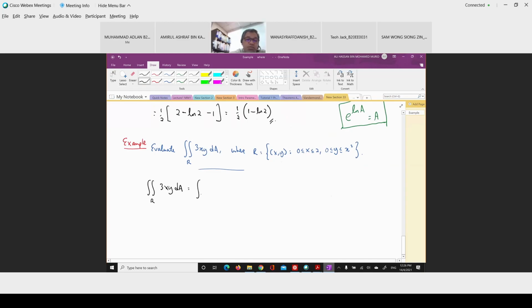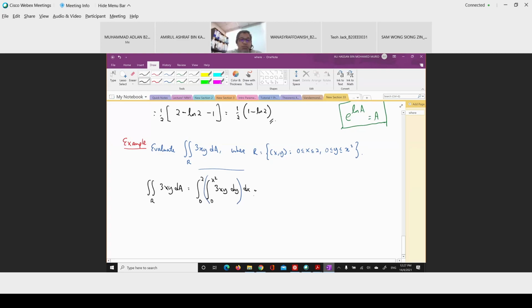So this is how we should write the iterated integral. The inner integral is with respect to y, and the outer integral is with respect to x. The inner integral has limits 0 up to x squared. The outer integral has limits 0 and 2. This is how we should evaluate this double integral. So we must integrate with respect to y first.